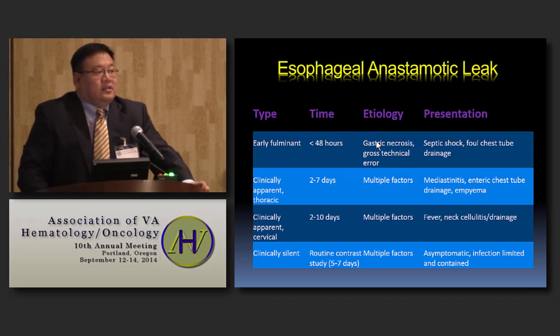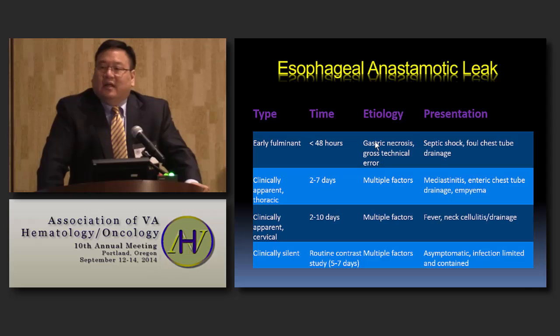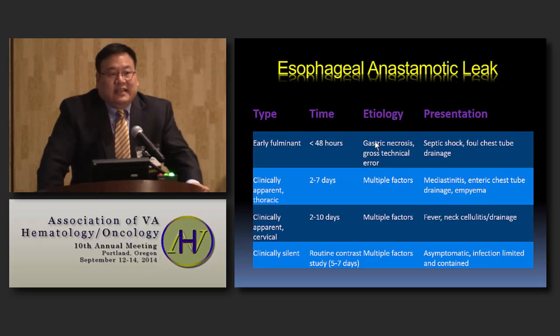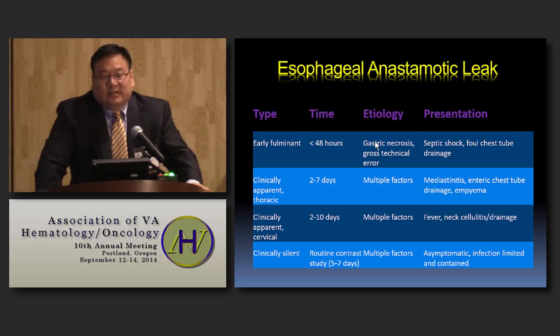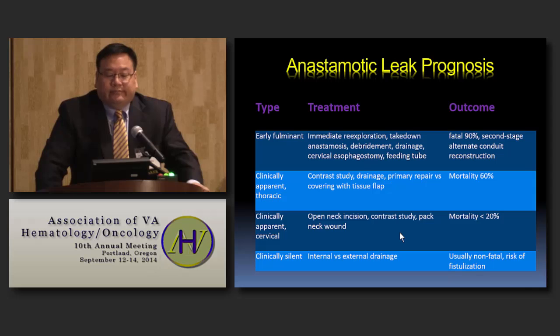Now, anastomotic leaks present in various forms. In the early post-op period, they can present in fulminant shock. This typically signals complete death of the gastric conduit or gross technical error with complete disruption of the anastomosis. Fortunately, this is uncommon, and more typically, leaks result in confined infections either in the chest or in the neck, depending on the location of the anastomosis.